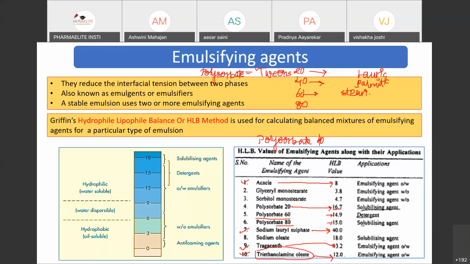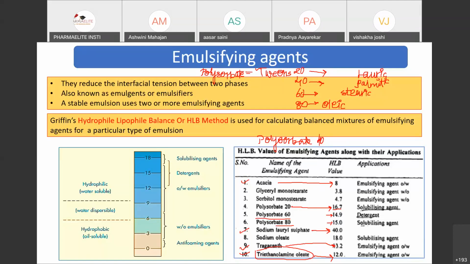And Tween 80 is basically your polysorbate 80. Rest, the entire nomenclature stays as it is. This is important from an entrance point of view. Pick up any paper from GPAT 2013 to 2018, let it be any GPAT paper, let it be any NIPER paper. There has always been a question from this.